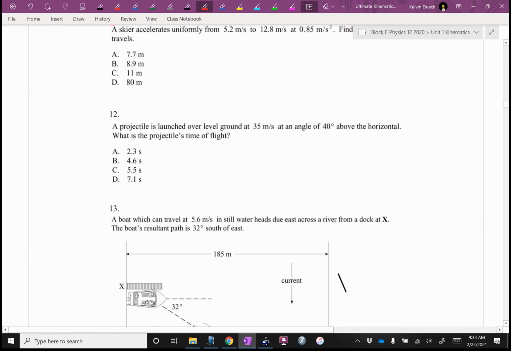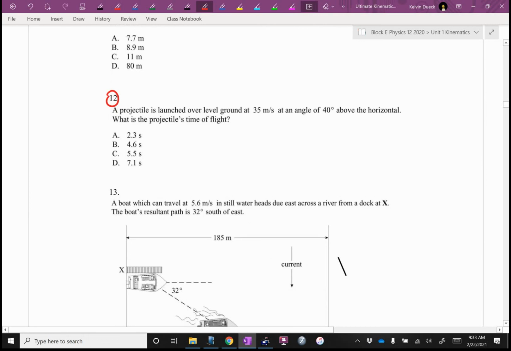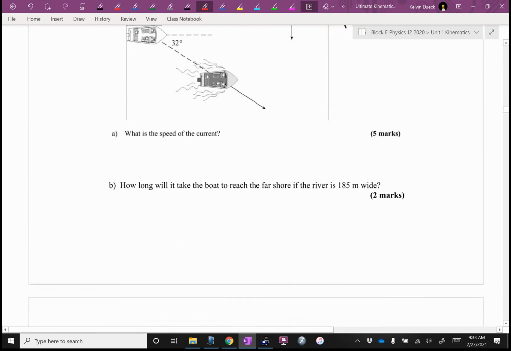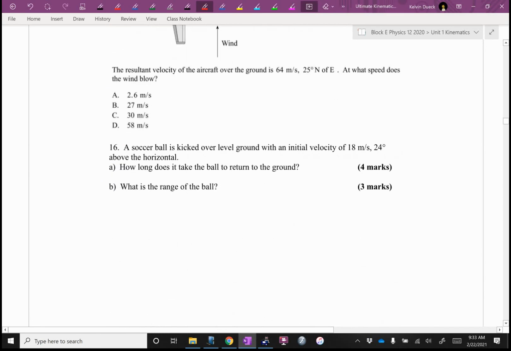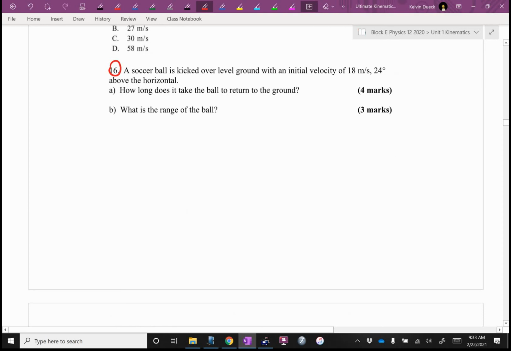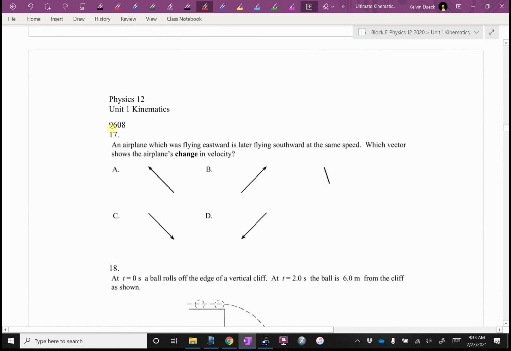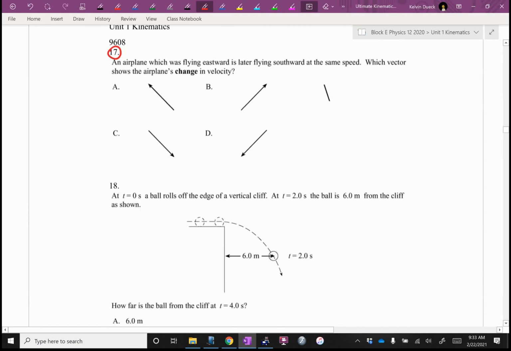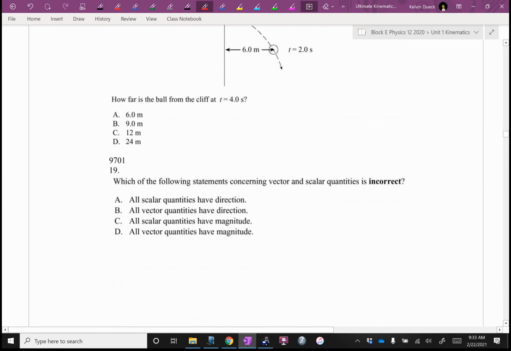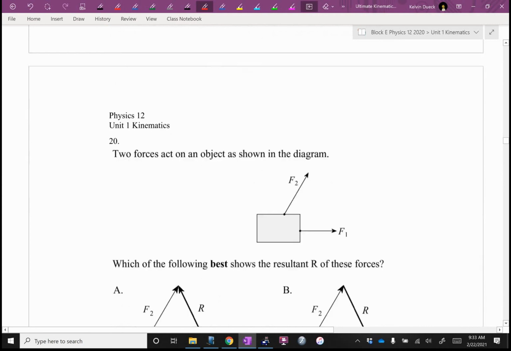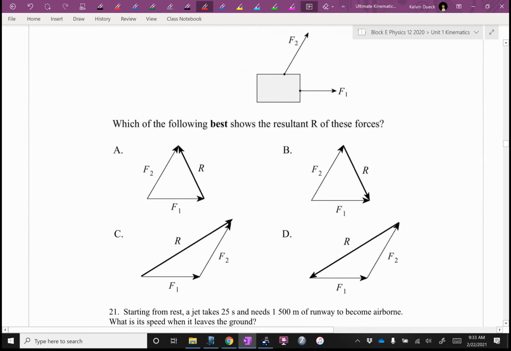11 is good. 12 is good. 13 is good. 14 is good. 15 is good. 16 is good. I like number 17. 17 is good. You can cross out 18. 19 is good. You can cross out 20.